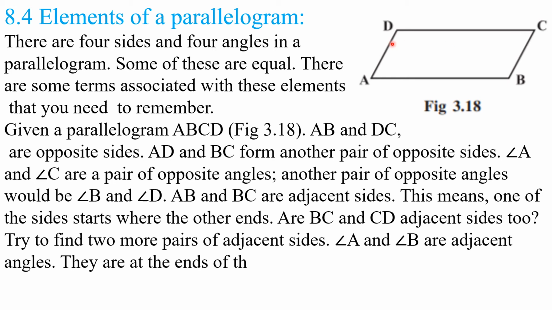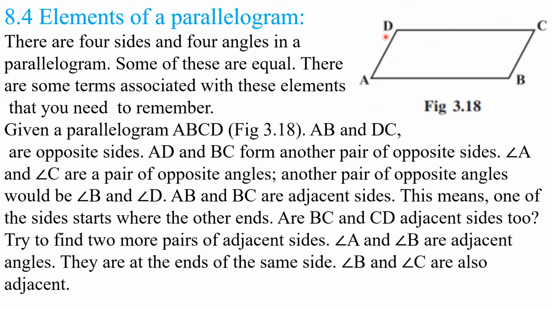Like this, we can find pairs of adjacent sides. CD and DA is one pair of adjacent sides. DA and AB is another pair of adjacent sides. Like this, we can find four pairs of adjacent sides.